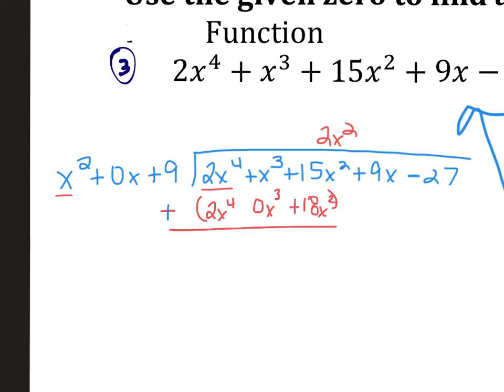So now I'm going to change all my signs in here. And I'm left with 15 minus 18 gives me -3x squared. x cubed minus 0 is just going to leave me with x cubed.